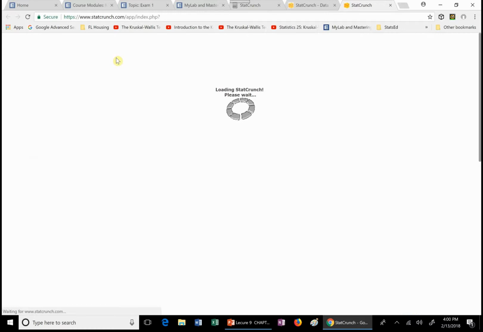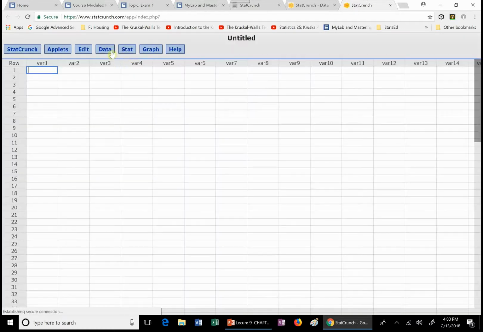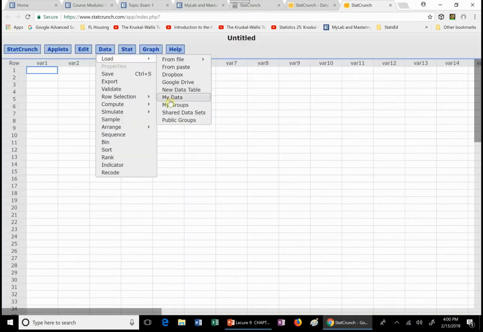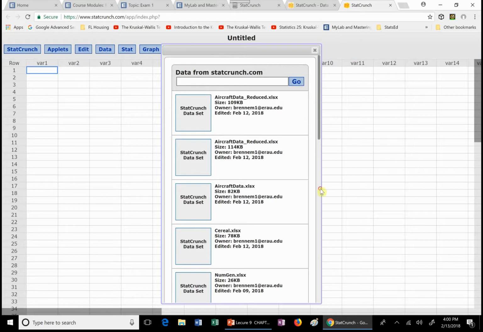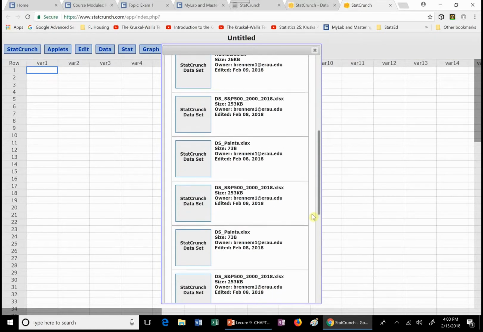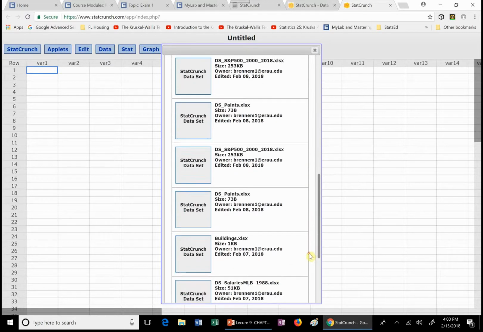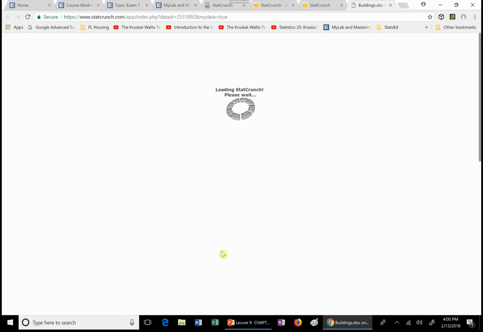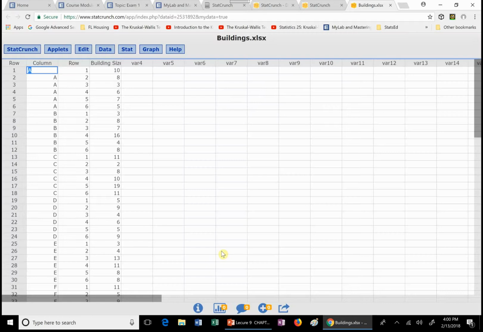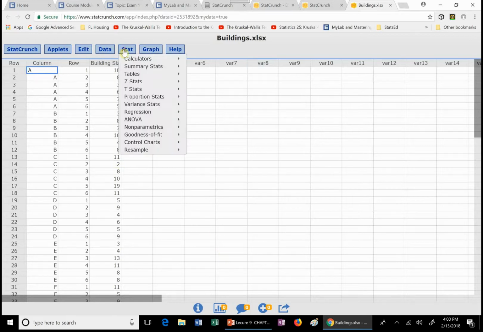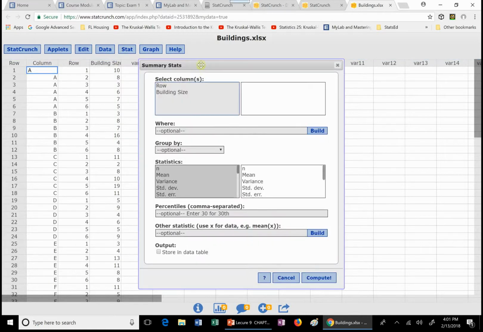So I'm just going to download this from my data. And there we are. So let's go to summary stats like we did when we computed the mean and all that stuff, right? And so I'm going to go to stat, summary stat, columns, just like before.